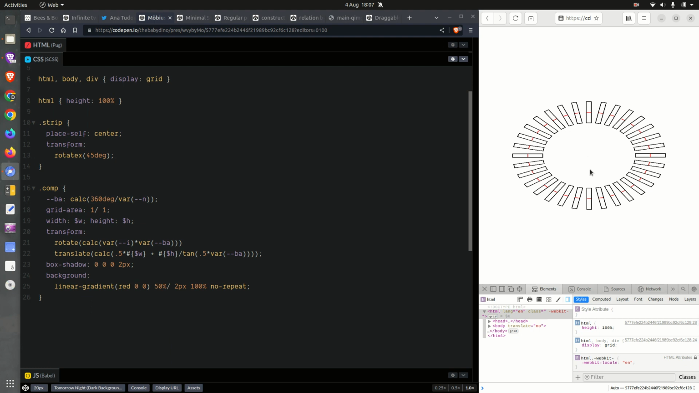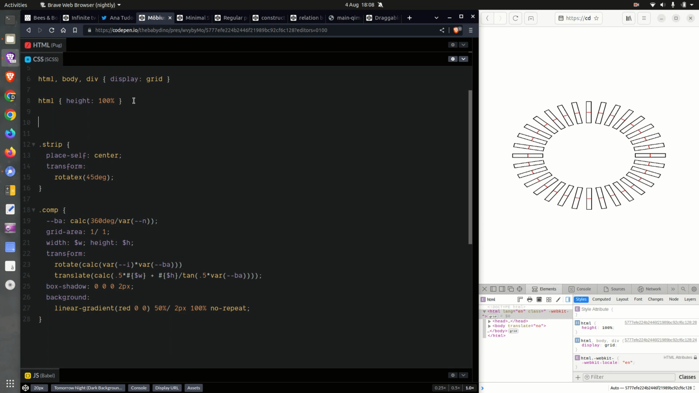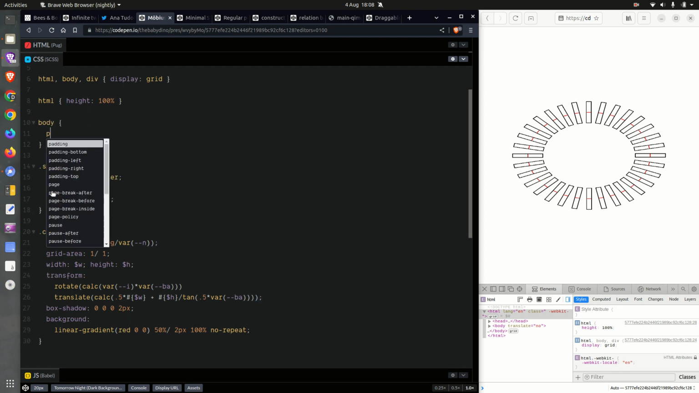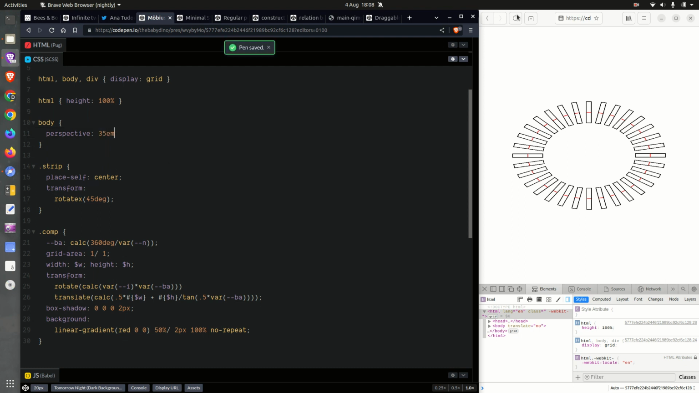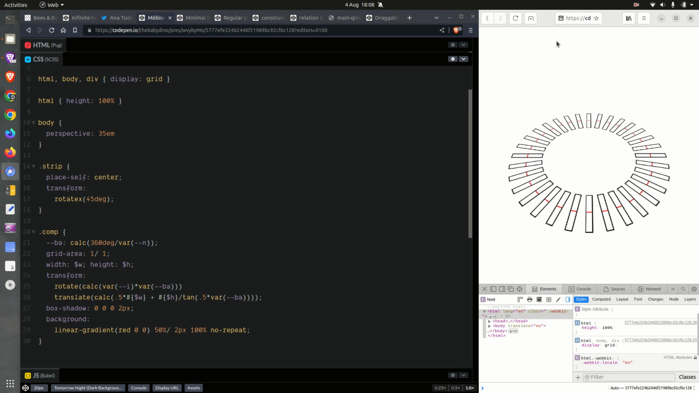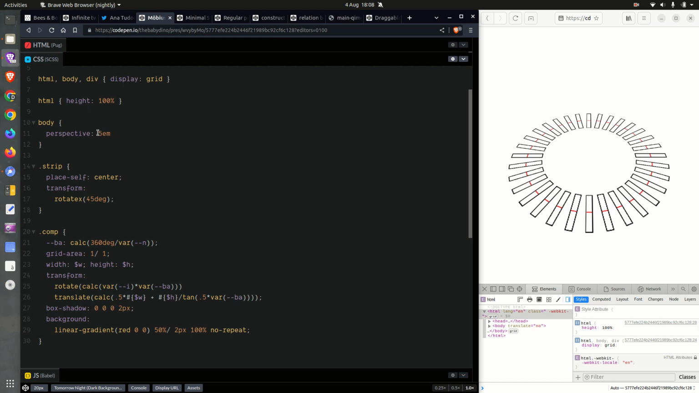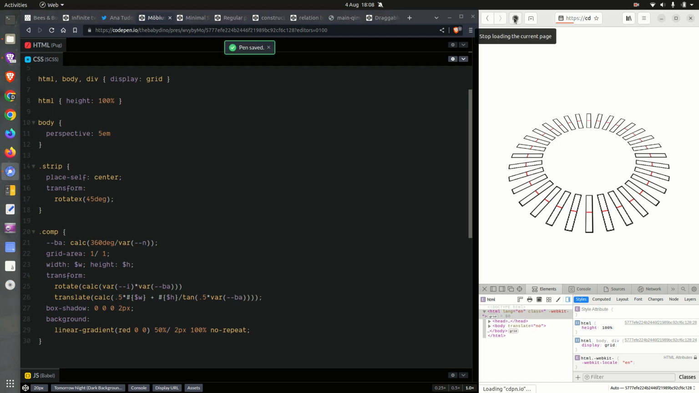In 3D, what is closer to us appears bigger, and what is further away appears smaller. And we do that with the perspective property, which we set on the scene being the parent of our assembly element. And our assembly element is basically the strip, the wrapper of all the elements we want in 3D. Okay? So that's, let's say something like 35 ems. The smaller that value is, the more extreme the effect looks. So for example, at something like 5 ems, it would look pretty extreme.